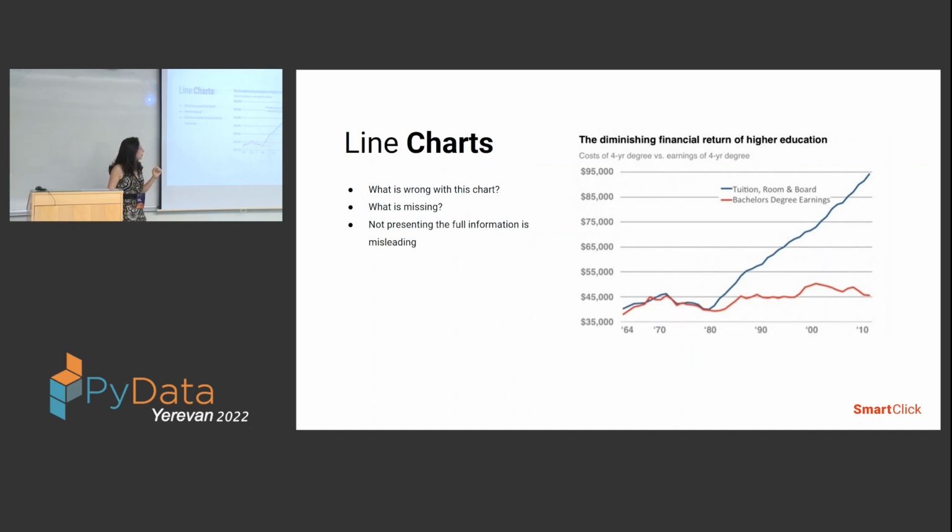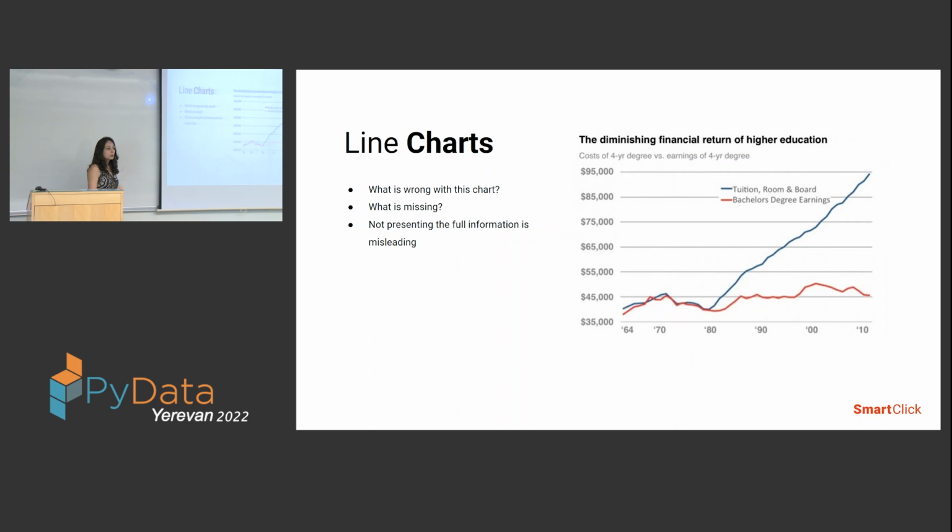So this chart is showing us the expenses increasing for education, so tuition, room expenses, board expenses, and the average earning from a bachelor's degree. And just comparing these two lines, and if you look at this chart just on its own, you would think maybe it's not worth it to get a bachelor's degree. It seems like my expenses are very high, but I'm not going to get a lot of earning.